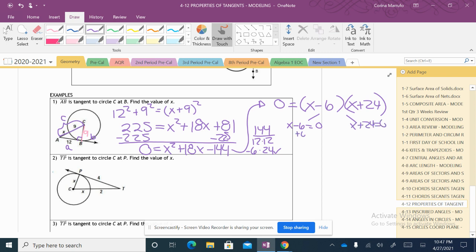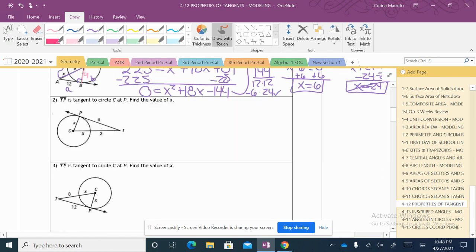So here, plus 6, this is going to give me x equals 6. This one, minus 24 on both sides, is going to give me x equals negative 24. So we have two answers. Now the correct answer, it's not possible for us to have a negative value for this one, okay? Because we're talking about distance. So distance here cannot be negative. So x equals 6 is going to be your answer.